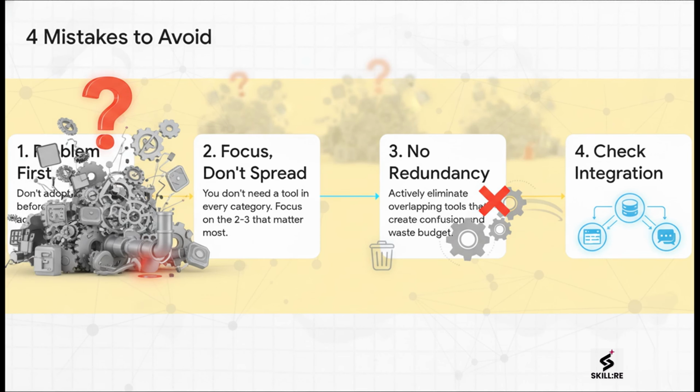First, don't buy a shiny new tool and then go looking for a problem to solve with it. Start with your biggest business bottleneck. Second, you don't need a tool in every single category. Focus on the 2 or 3 that will make the biggest impact. Third, actively hunt down and eliminate redundant tools that do the same thing. And finally, always prioritize tools that play nicely together. It all comes down to being intentional.